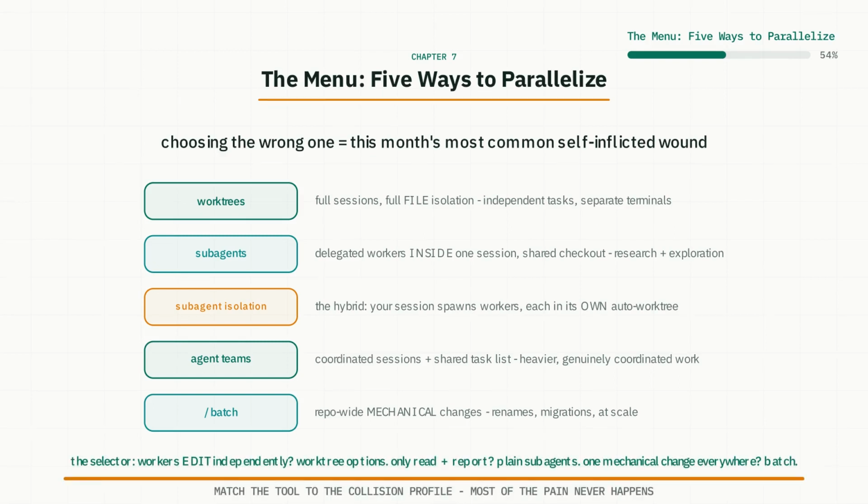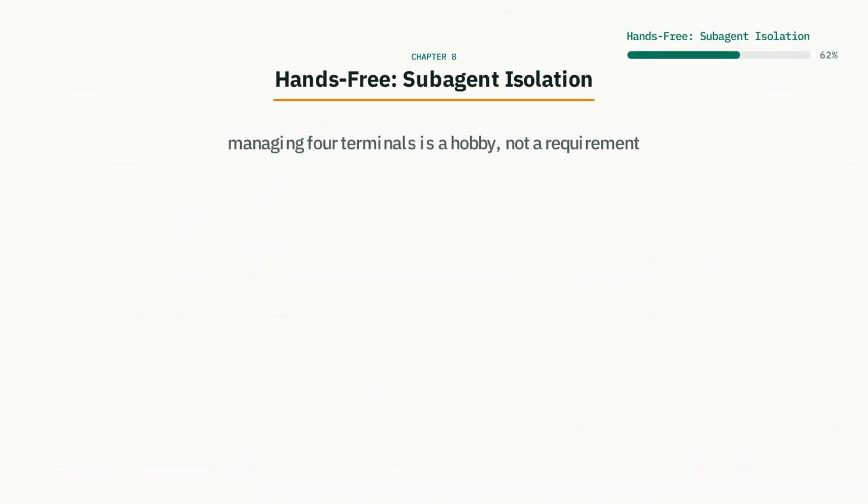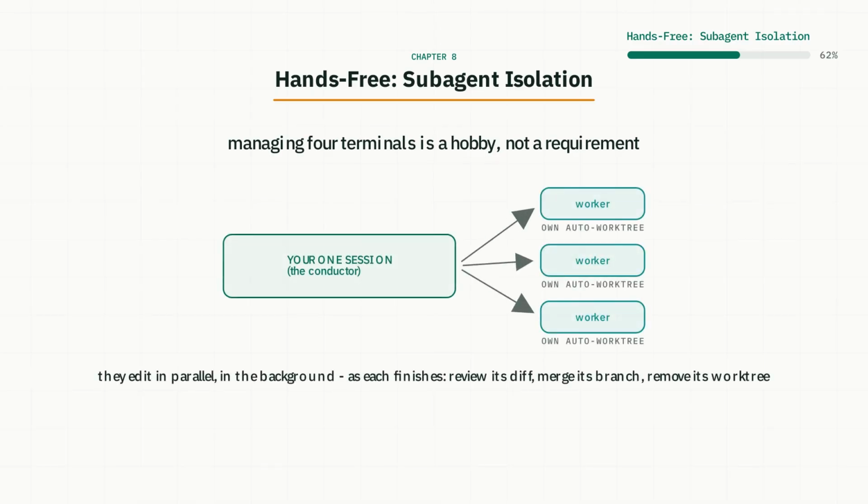5 tools. The selector is simple. Do the workers need to edit files independently? Worktree-based options. Do they only need to read, search, and report? Plain subagents. Is it one mechanical change everywhere? Batch. Match the tool to the collision profile, and most of the pain never happens. Chapter 8, the hands-free version, subagent isolation, because managing 4 terminals is a hobby, not a requirement.